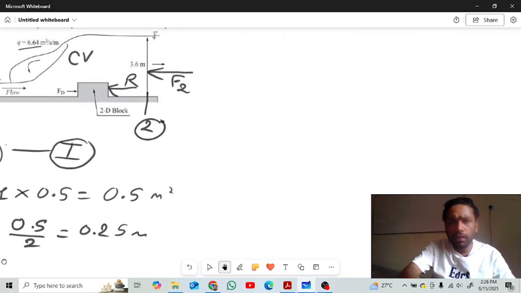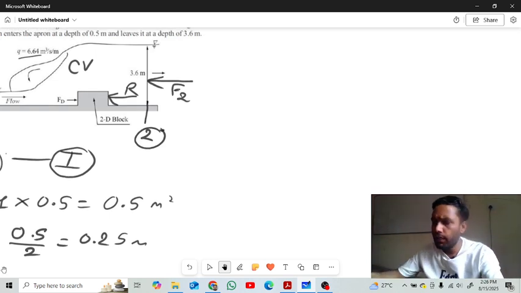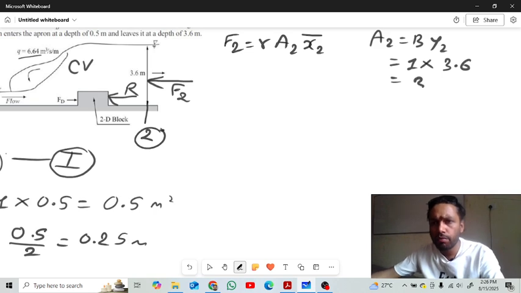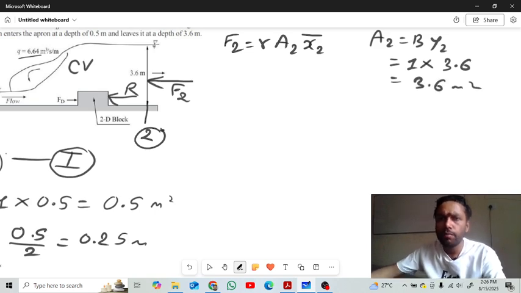F2, you can see in section 2, can be calculated the same way you calculated F1. So F2 is equal to gamma A2 X2 bar. And how much is A2 here? A2 is B into Y2. How much is B? B is taken as 1 meter and Y2 is 3.6. That is going to be 3.6 meter square.